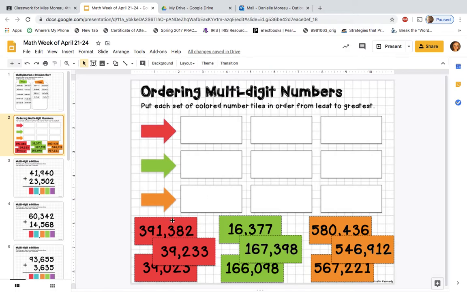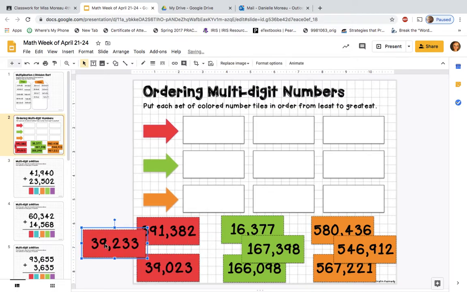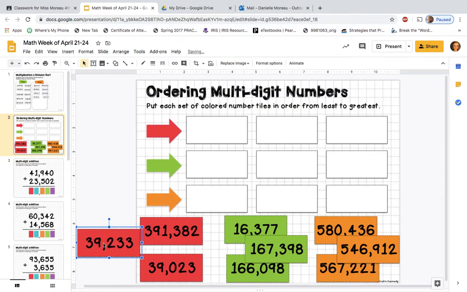So let's start with the red. Right off the bat, I can see that I have one number that has a 3 in the hundred thousands place, and I have two other numbers that have nothing in the hundred thousands place. So let me just scoot this over. So I know it's either going to be this number here or this number that is going to be my smallest. So I'm going to compare these two first.